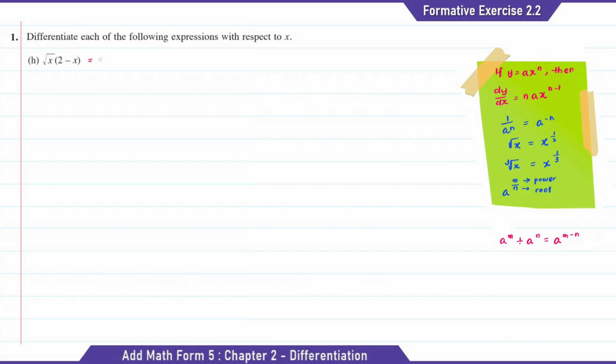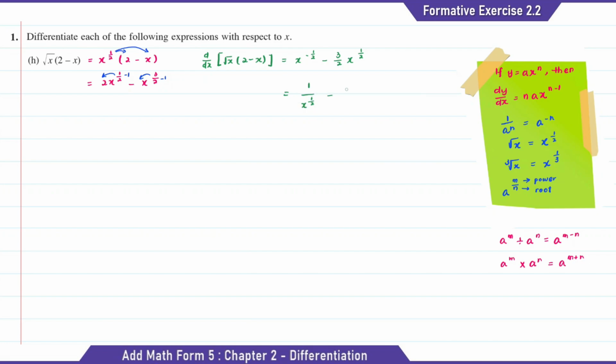Question H. This is the same as x to the power of 1 over 2 times 2 minus x. Expand this, 2x to the power of 1 over 2 minus x to the power of 3 over 2. Differentiate this, you're going to get x to the power of negative 1 over 2 minus 3 over 2 x to the power of 1 over 2. This is equal to 1 over x to the power of 1 over 2 minus 3 over 2 square root x. So the final answer will be 1 over square root x minus 3 over 2 square root x.